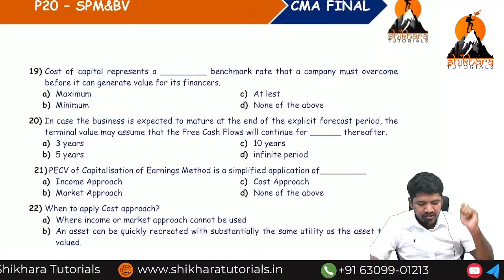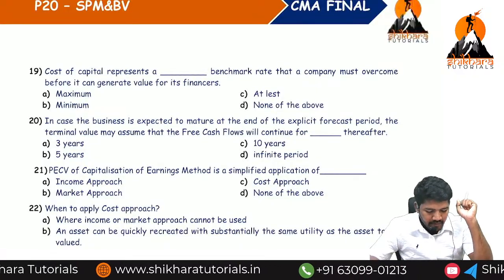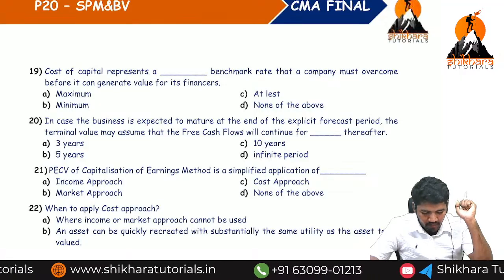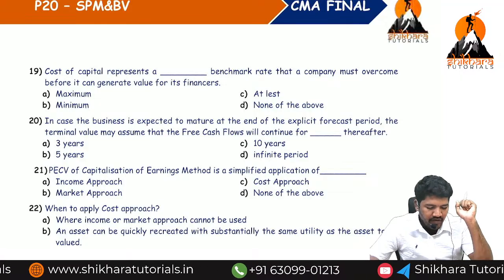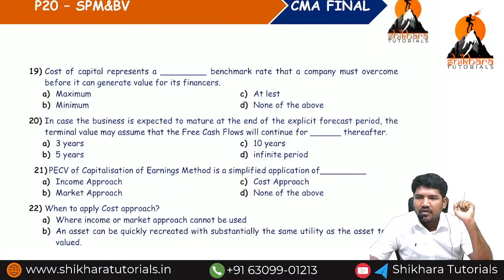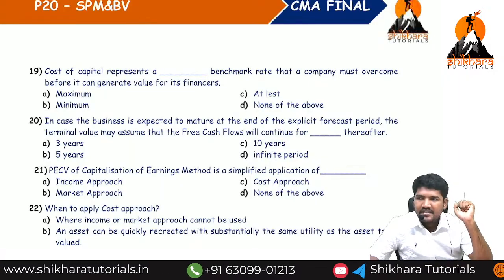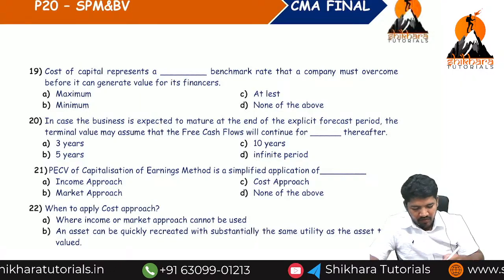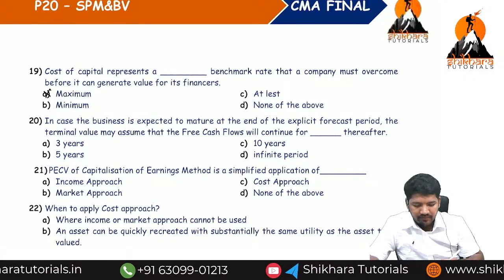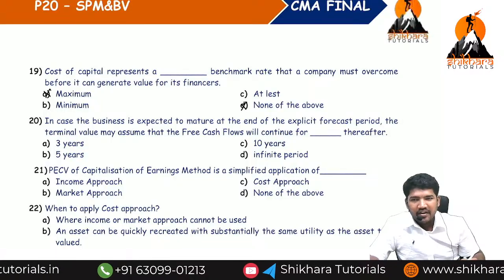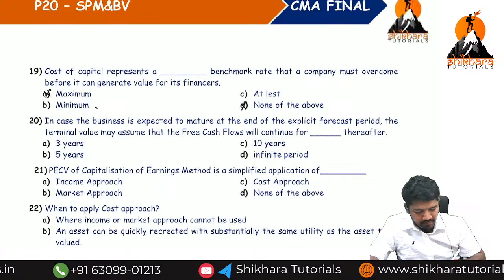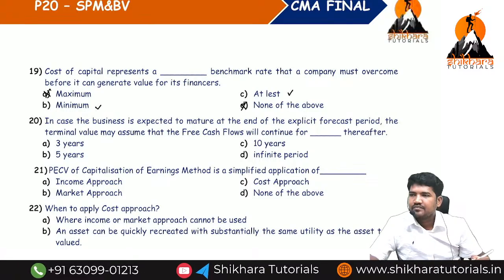Now illustration number 19. Cost of capital represents a dash benchmark rate that a company must overcome before it can generate value for its financiers. Minimum or maximum or at least. So maximum is not an answer. None of the above is not an answer. We have only two options: minimum, at least. Are you clear?